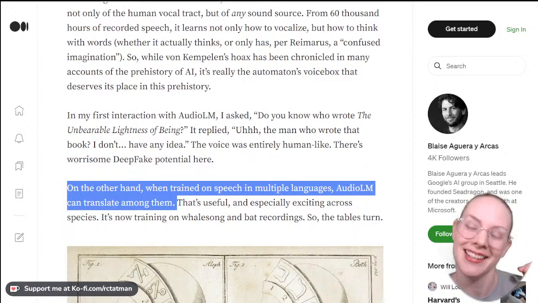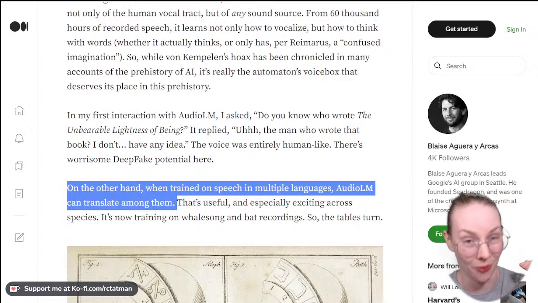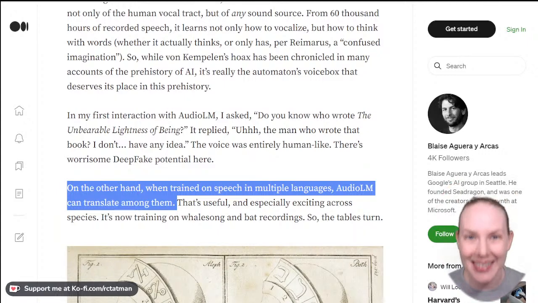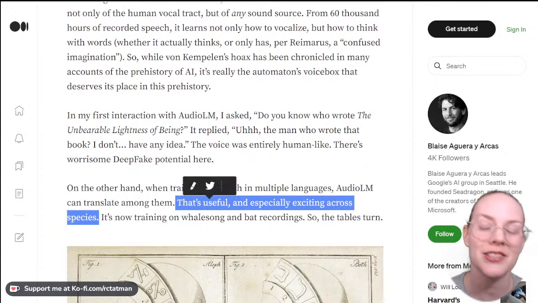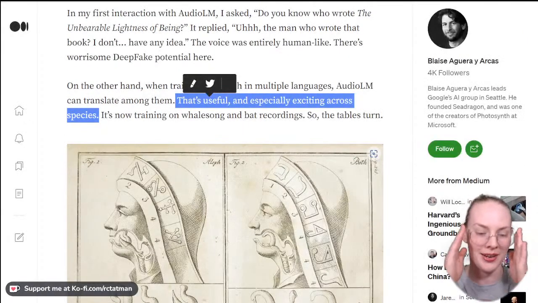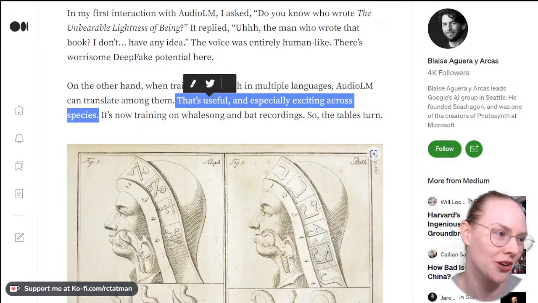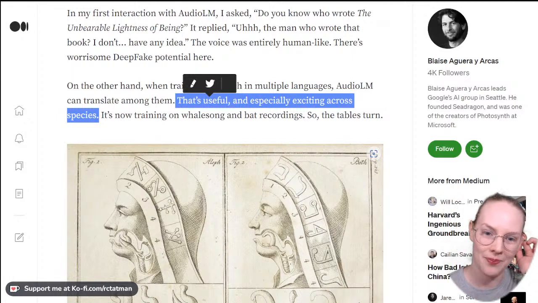It's non-grounded. There's no check and balance. That's useful, I mean, if it works, especially exciting across species. What? You're out of your dang mind. Sorry, that's not fair. This is just like that thing with the cat translator where the cat hit on the woman. Not a thing, right? Animal communication calls are not human language, and nothing that you can do will make them that. It's now training on whale song and bat recordings.